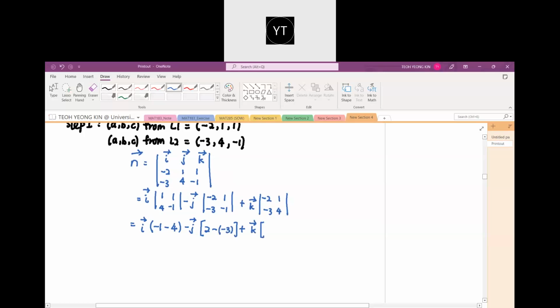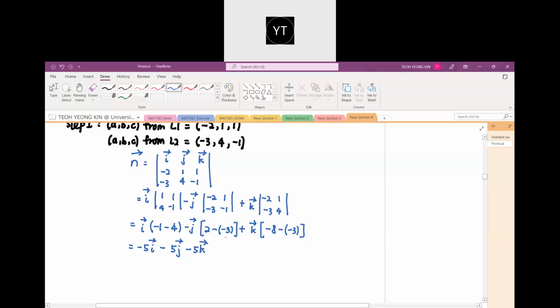So here again, negative 2 times 4 is negative 8, minus 1 times negative 3, negative 3. From this part, I should have negative 5i, minus, in this case, I can get 5 positive, because here is negative, negative 5j. Finally, here negative 8 plus 3. So this is negative 5k.